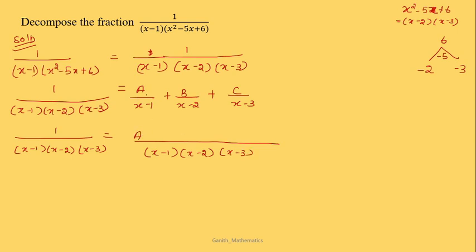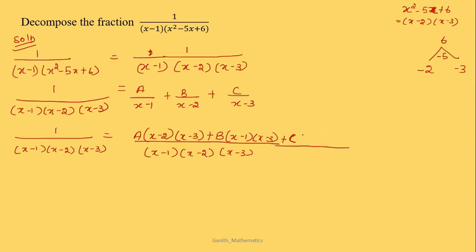So see, the denominator x minus 1 is here. What are the missing terms? x minus 2 and x minus 3. So you have to multiply with those two terms, x minus 2 into x minus 3, plus b into, x minus 2 is here. What are the missing terms? x minus 1 into x minus 3. So x minus 1 into x minus 3. Similarly, see that in the c denominator there is x minus 3. So x minus 3 is there. What are the missing terms?